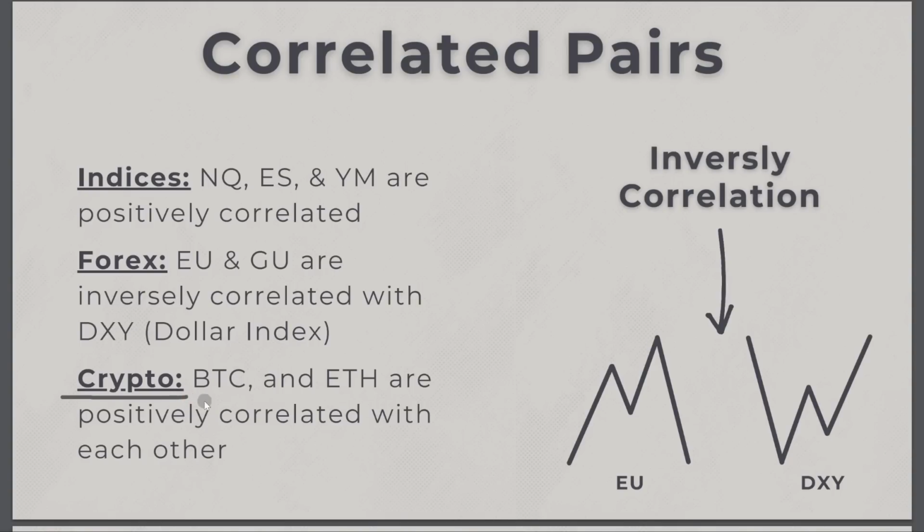Now, when it comes to crypto, we have Bitcoin and Ethereum. They're positively correlated with each other. So if Bitcoin is making a lower high, then Ethereum is going to do the same. If we have a clear breaker structure on Ethereum, it's going to be the same on Bitcoin. So we have two types of correlation. We have inverse correlation and we have positive correlation. The positive one is when we have two pairs moving the same. The inverse one is when we have the two pairs doing the opposite of each other.